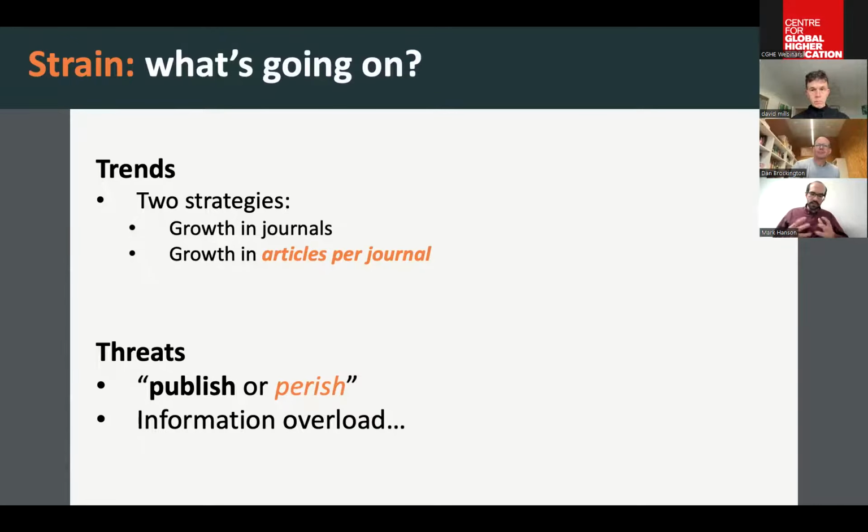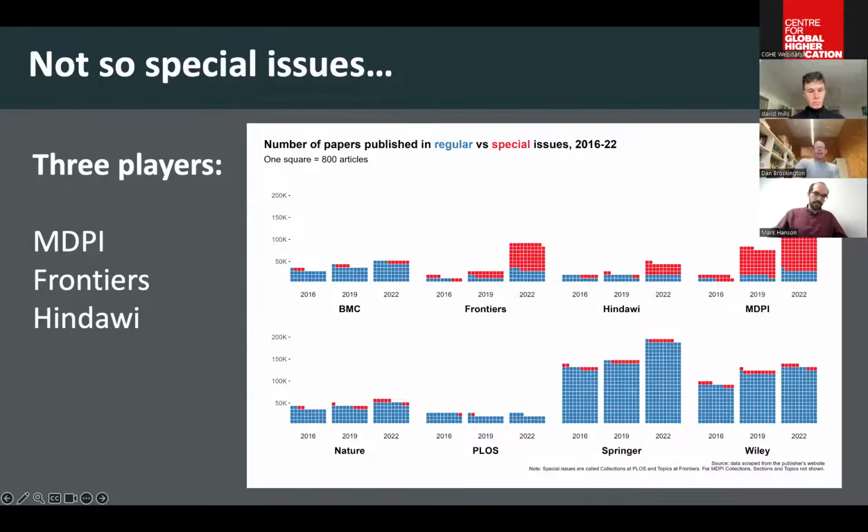And so when we're talking about threats, we see this publish or perish interaction playing out, where researchers are feeling pressured to publish more articles, and journals are hosting more articles through these different mechanisms. But as a consequence of that, we're starting to hit a point of saturation and of information overload, where it's becoming difficult to field all of that information. I'll pass it back to Dan to talk about special issues.